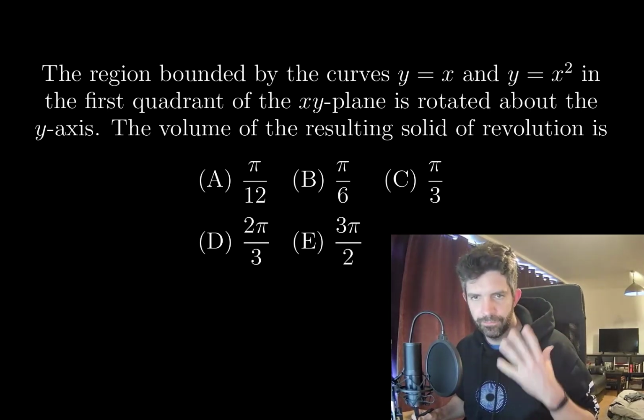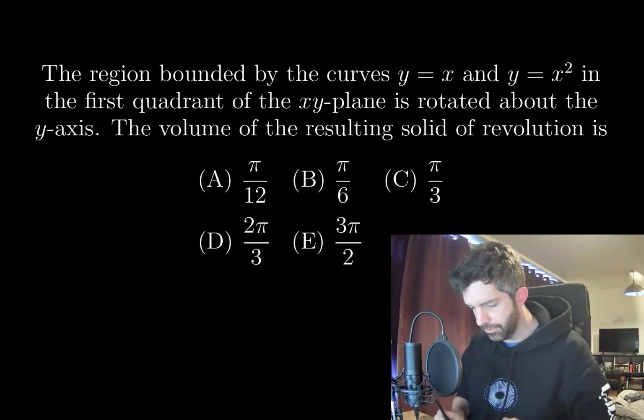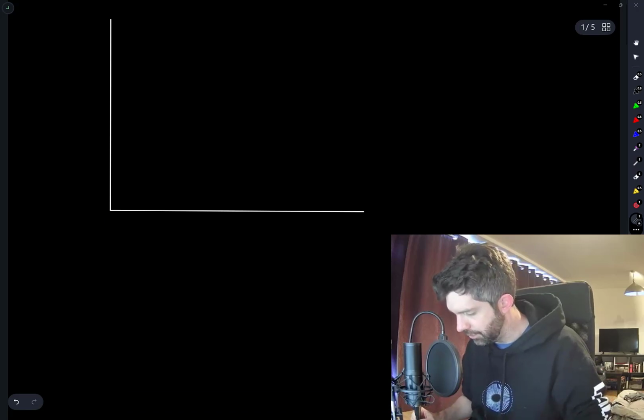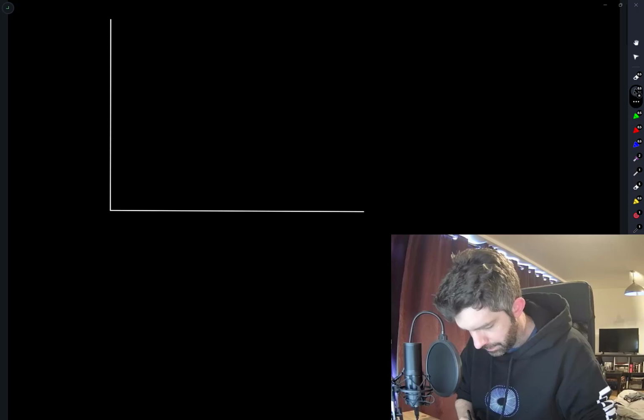I never have the formula for these volumes of revolution memorized, but if you understand where they come from, it's pretty easy to either, I don't know if you want to say derive the formula or just sort of write down the appropriate expression. But let's start by graphing these functions.